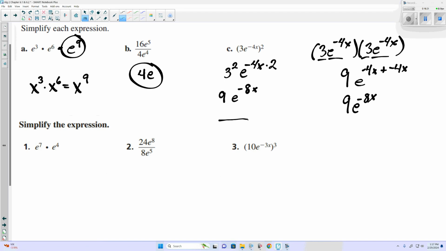We have one last thing. Any questions before we go into the last step? We good with powers of powers being multiplied? The only other thing we can do with this: exponents can't be negative. They can be, but we can't keep them negative. To make it positive, we move it from the top to the bottom, or bottom to the top. Since e to the negative 8x is negative on top, if I move it to the bottom, it becomes positive.